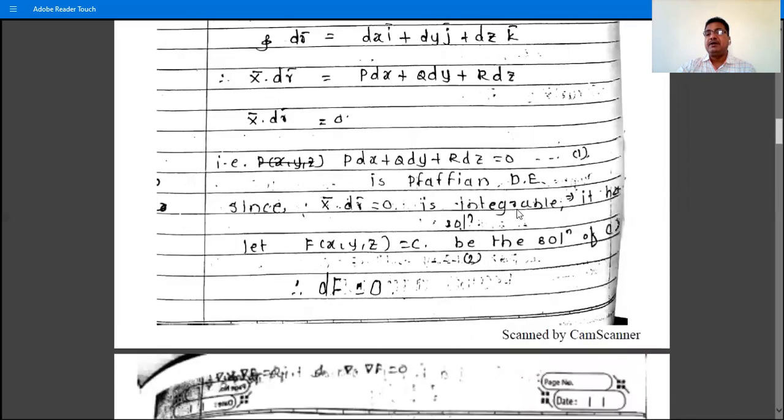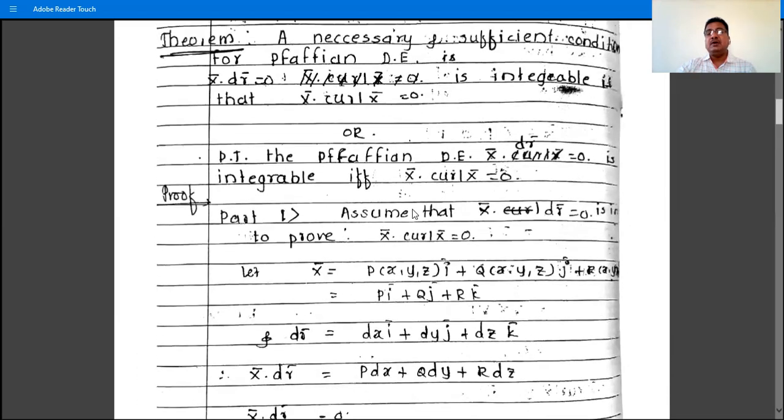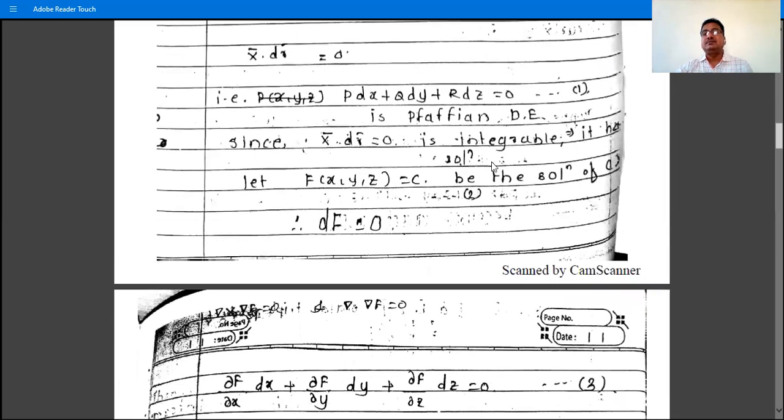Suppose this is the given Pfaffian differential equation. Since x̄ · dr̄ = 0 is integrable, it has a solution. Our assumption in this part is that it is integrable, which means it has a solution. Suppose f(x, y, z) = constant b is the solution of this equation number 1. Numbering it, this is equation 2.